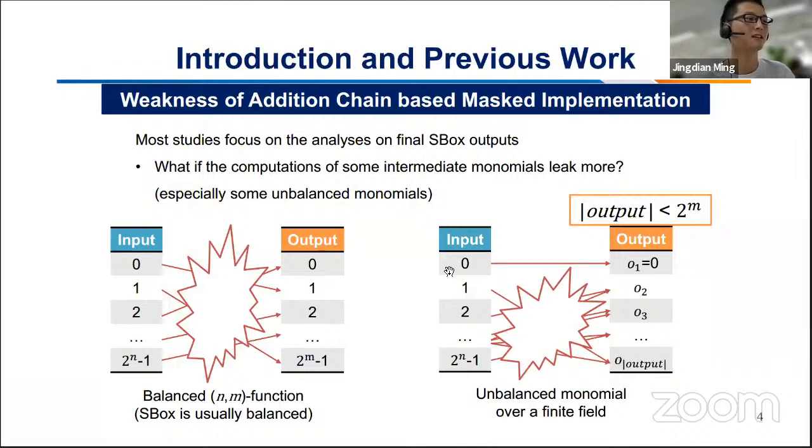However, the addition chain induces lots of computations for monomials, and nearly half of the monomials over the finite field are not balanced functions. So a natural question is, what if the computations of some intermediate monomials leak more?